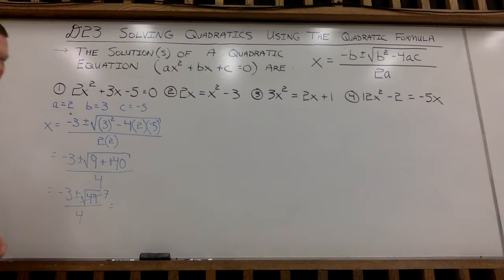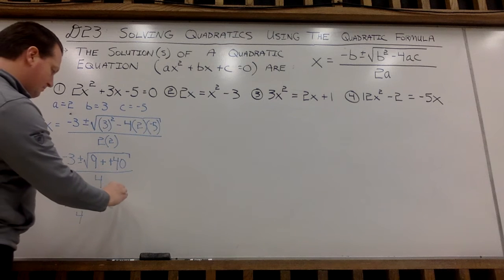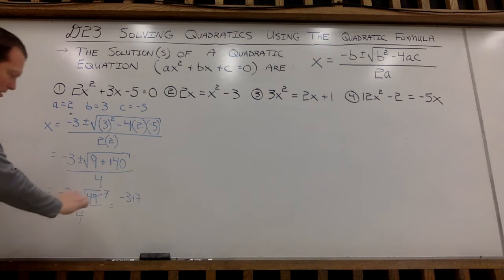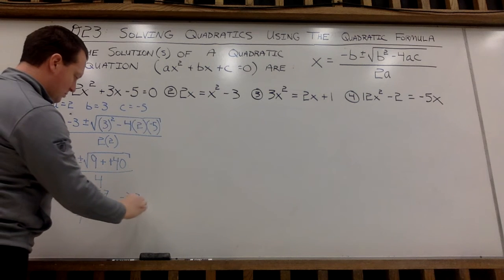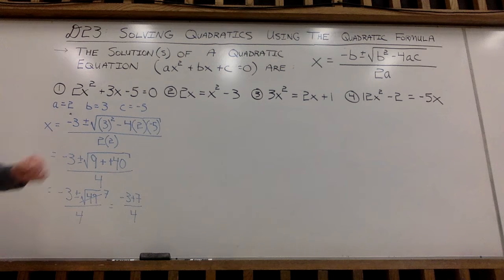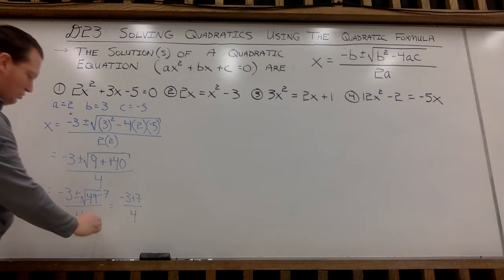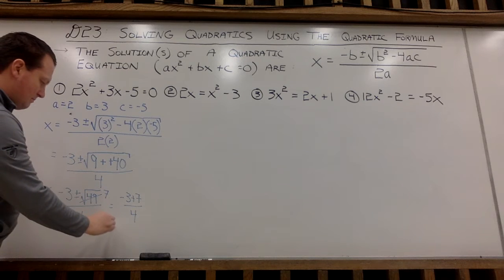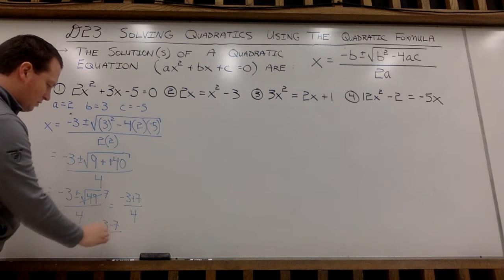So here's where I need to do 2 calculations. First, I'm going to take negative 3 plus 7, and then divide by 4. So there's calculation number 1, and then calculation number 2 will be negative 3 minus 7 over 4.